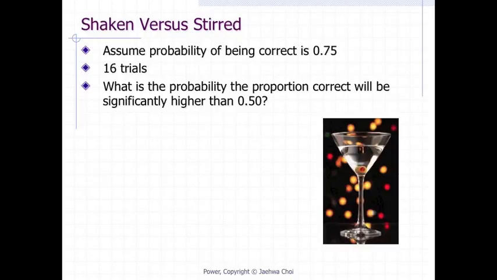Now, suppose researcher Q does not know that Mr. Bond can tell the difference and decides to conduct an experiment to investigate. In this experiment, Mr. Bond judges 16 martinis regarding whether they were stirred or shaken. Researcher Q then does a significance test to see if Mr. Bond's performance was significantly better than the chance level of 0.5.